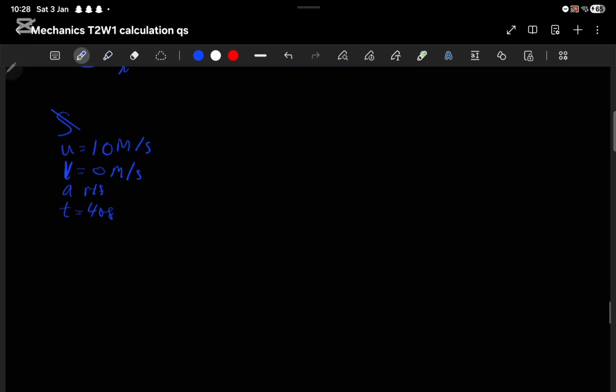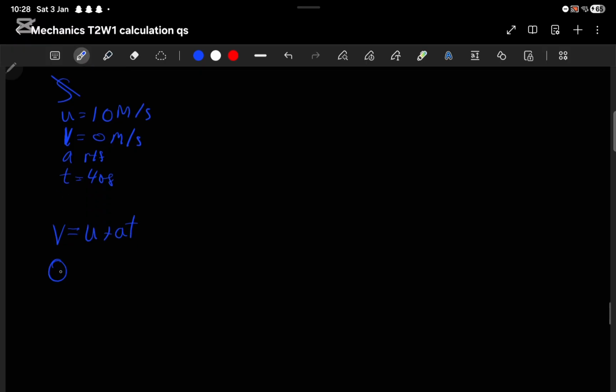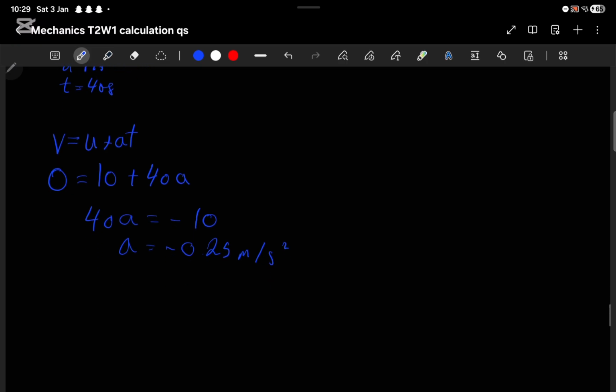So, what equation do I have that combines v, u, a, and t? v equals u plus at. So v is 0, u is the initial velocity, v0, which is 10. So 0 equals 10 plus 40a, so 40a equals negative 10. a is equal to negative 0.25 meters per second squared.